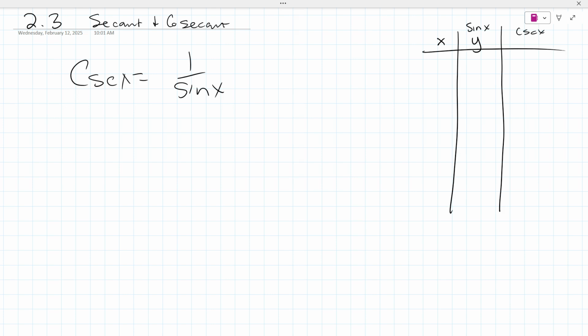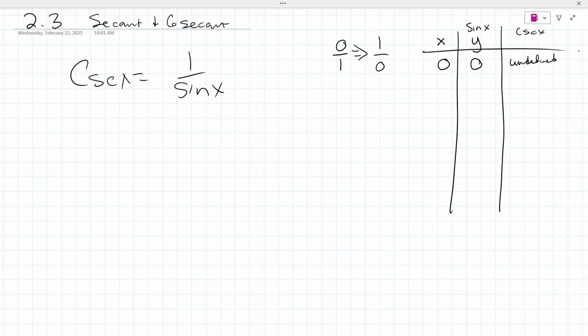So, let's look at some values. At 0, the sine is 0. What's the reciprocal of 0? Well, 0 is 0 over 1, right? What's the reciprocal of that? 1 over 0. What's 1 over 0? Undefined. Okay, that's undefined.